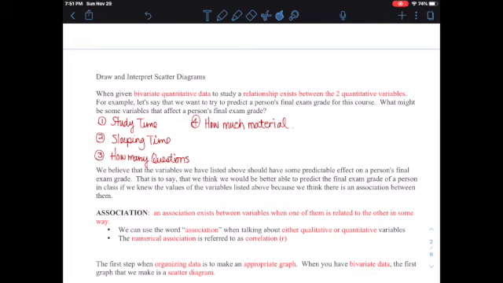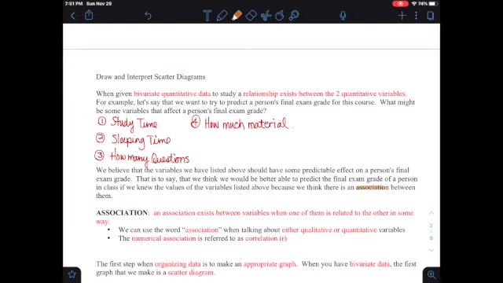That is to say that we think we would be better able to predict a final exam grade of a person in class if we know the value of the variable listed above, because we think there is an association. That's a very important word. We're going to talk about it in a minute. Okay, so here we go. Association.